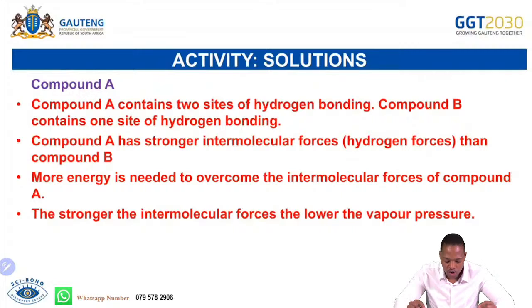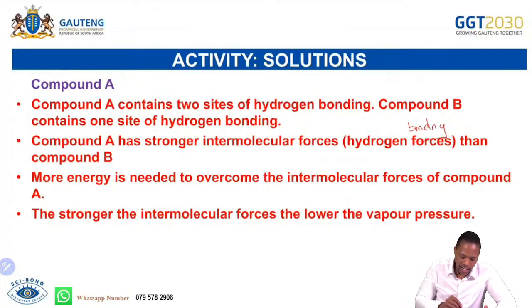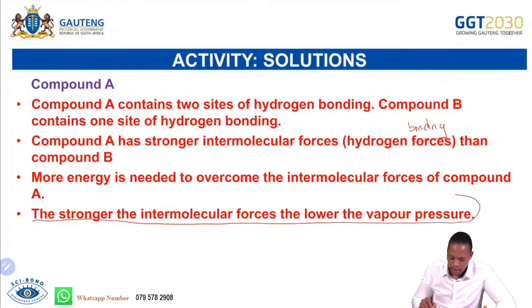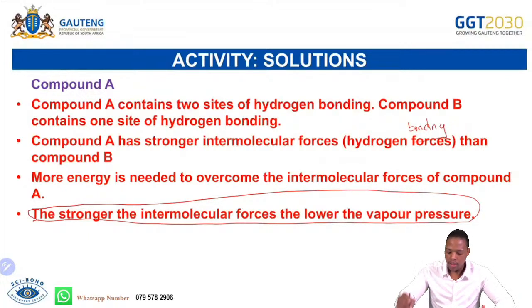Compound A has stronger intermolecular forces, which are hydrogen bonding, than compound B. Then more energy is needed to overcome the intermolecular forces of compound A than that of compound B. The stronger the intermolecular forces, the lower the vapor pressure. This is the relationship here: the stronger the intermolecular forces, the lower the vapor pressure of any given compound.